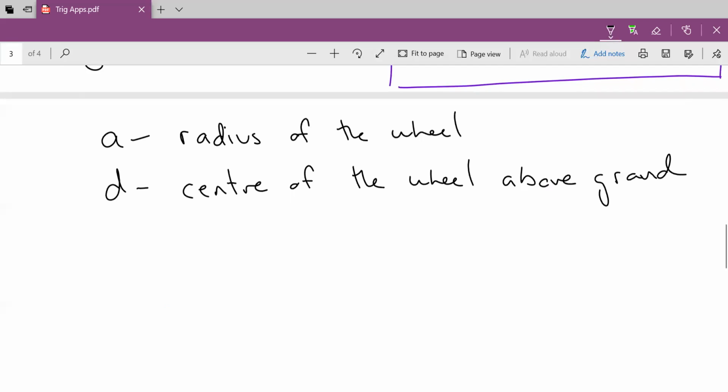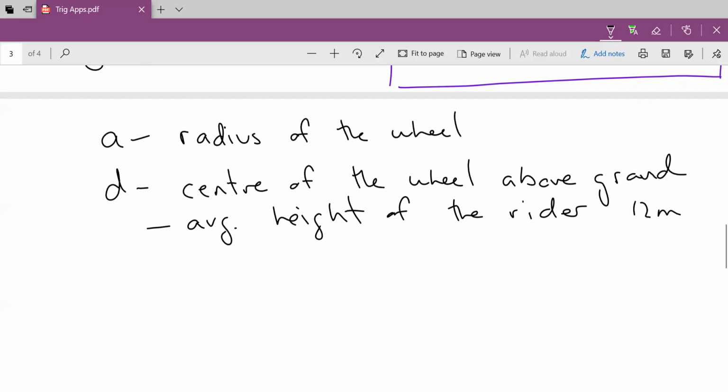It's also the average height of the rider. So as the rider goes around, their average height on this question would be 12 meters. We were probably in meters, right? And then we find the period, which gives us the B value using this. And then the C value, well, that depends on which type of function we're writing.